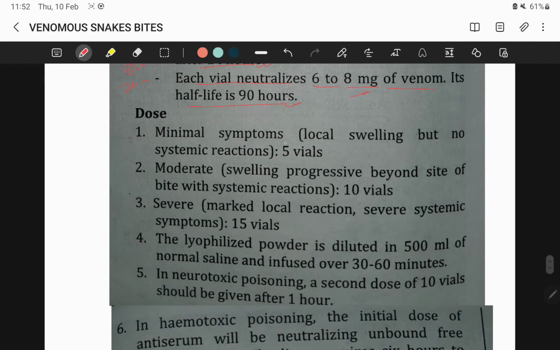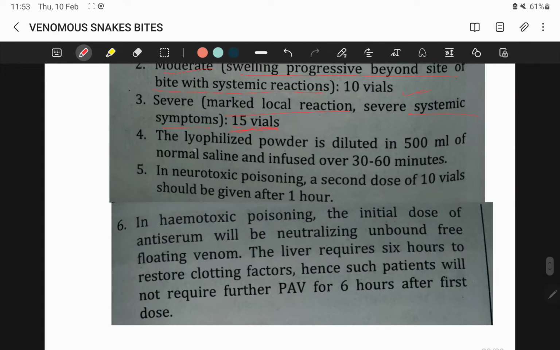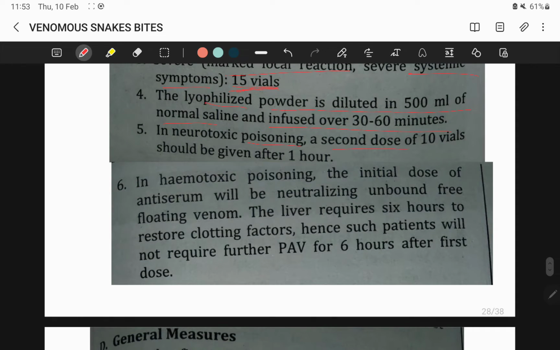Dose: for minimal symptoms, like local swelling but no systemic reaction, 5 vials. Moderate, that is swelling progressing beyond the site of the bite with systemic reaction, 10 vials, multiples of 5. Severe is 15, because there are systemic symptoms and local reaction. The lyophilized powder is diluted in 500 ml of normal saline and infused over 30 to 60 minutes. In neurotoxic poisoning, a second dose of 10 vials should be given after 1 hour.